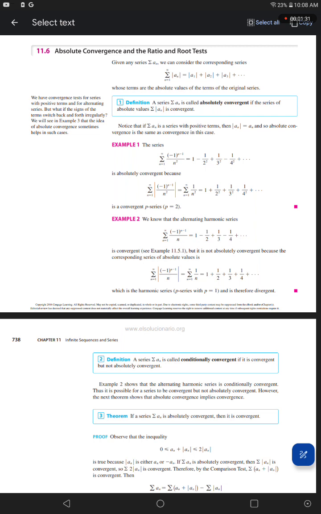Notice that if the sum of a sub n is a series with positive terms, then the absolute value of a sub n equals a sub n, and so absolute convergence is the same as convergence in this case.